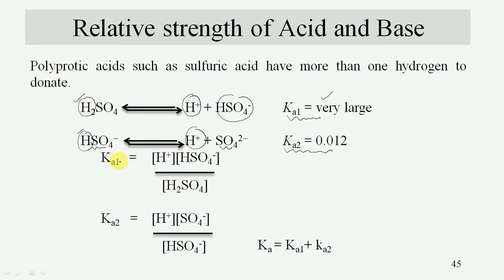So Ka1, the equilibrium constant for step number 1, is given by the product of these two ions divided by the concentration of sulfuric acid. Similarly, the dissociation constant for step number 2 is represented by the product of these two ions divided by HSO4-, and Ka is equal to Ka1 plus Ka2.